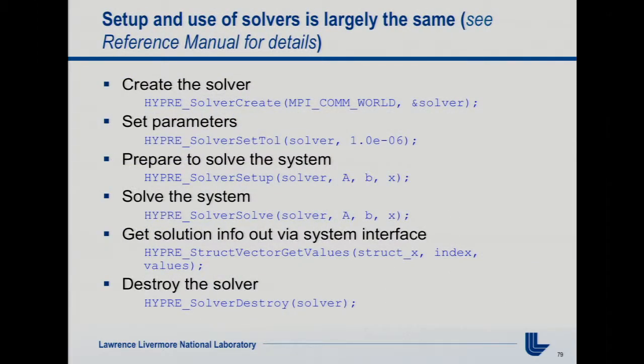The way you create and use a solver is pretty much the same as what I showed you in the interface. You have a create call, which gives you a solver back. You set certain parameters that are specific to the solver, like the convergence tolerance, maybe a lot of some other things. Call setup, solve. You get the values out, and the way you get the values out is again through this conceptual interface I just showed, and then you destroy it when you're all done. So those are the main calls.